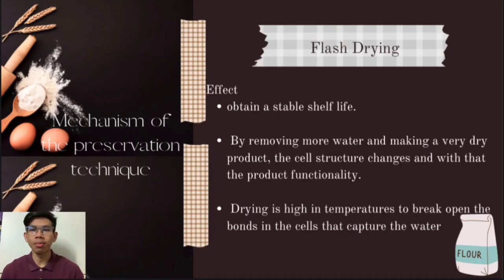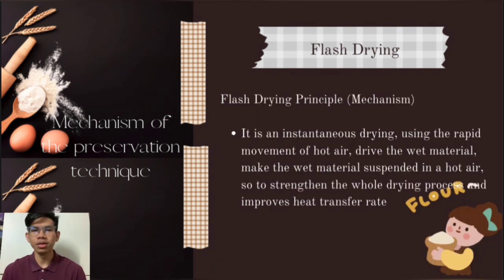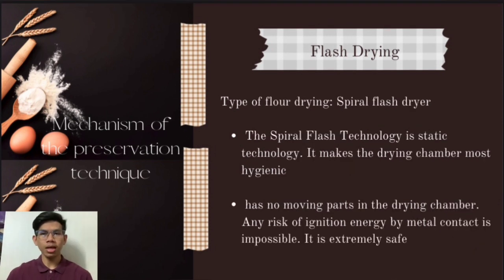Mechanism of drying. By drying, flour will obtain a stable shelf life. By removing more water and making a very dry product, the cell structure changes, and with that, the product functionalities. This opens a new range of possibilities and applications. Flash drying principle: it is an instantaneous drying using the rapid movement of hot air, making the wet material suspended in hot air to strengthen the whole drying process and improve the heat transfer rate. The type of flour drying is by using a spiral flash dryer.